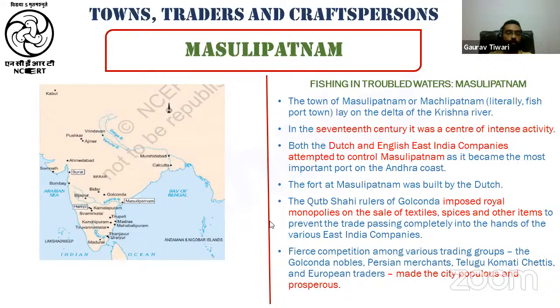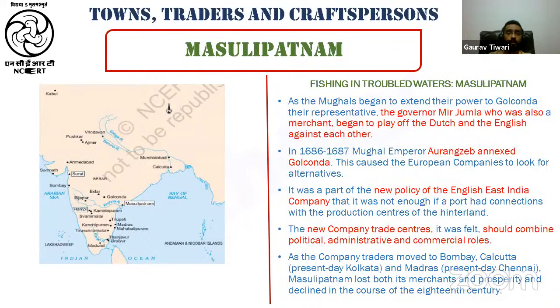Now, there was fierce competition among various trading groups at that time. Like there were nobles from Golconda, there were Persian merchants, there were Telugu Komati Chetis, and European traders. And they all made this city very populous as well as prosperous. That is, यहाँ भीड़ भी इन्हीं लोगों ने लगाई और इनके यहाँ पैसा भी इन्हीं लोग लेके आए. Now what happened is the Mughals, who at that time were ruled by Aurangzeb.